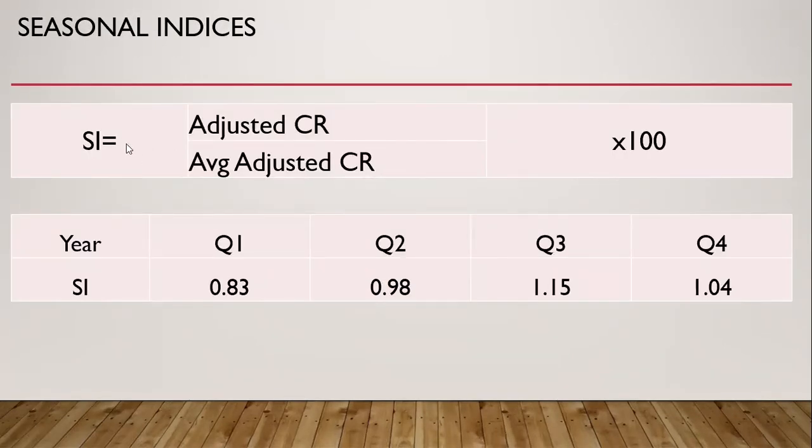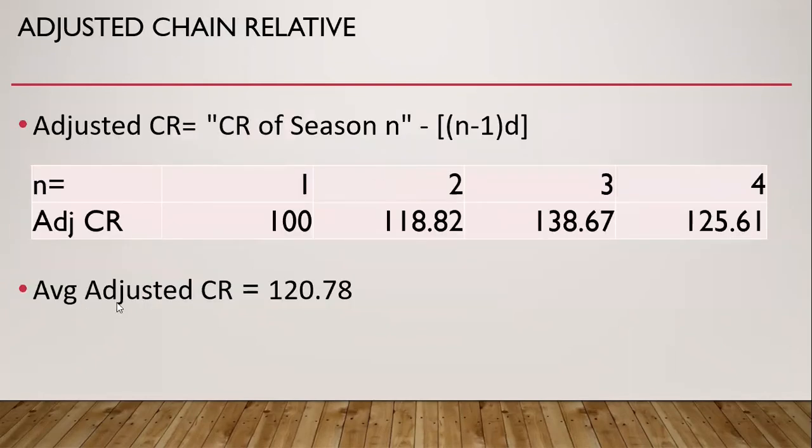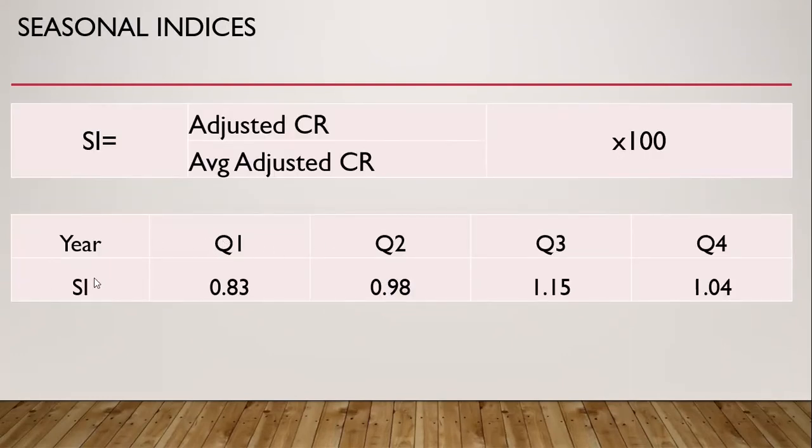Now the seasonal index is equal to adjusted chain relative divided by average adjusted chain relative multiplied by 100. So this was the average adjusted chain relative, that is 120.78. So the seasonal index for quarter one is 0.83, for quarter two 0.98, and so on. So this was our desired output. These are the seasonal indices or seasonal component. And visually looking at the data, we can say that most of the sales happened in quarter three. It was maximum, 1.15 seasonal index, followed by quarter four, and the minimum was quarter one. So this was about seasonal component.